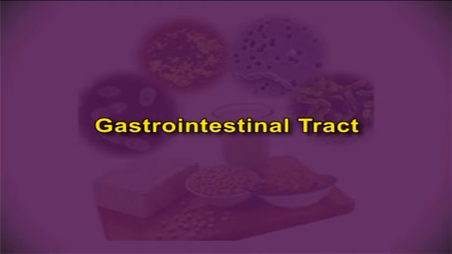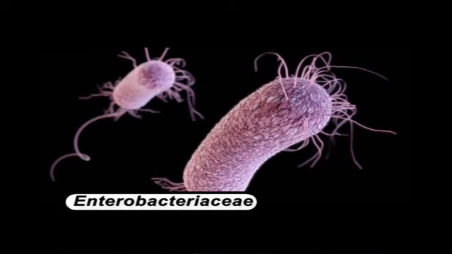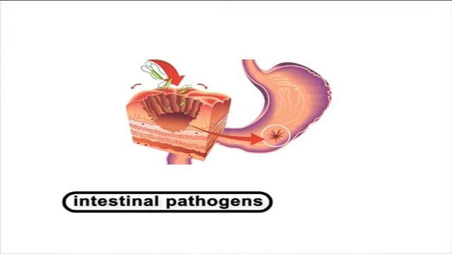Gastrointestinal tract. The intestinal biota consists of many organisms that do not persist as long in waters as do others, and notable among these are pathogens such as Salmonella. Enterobacteriaceae members may be expected in fecal waste along with intestinal pathogens.